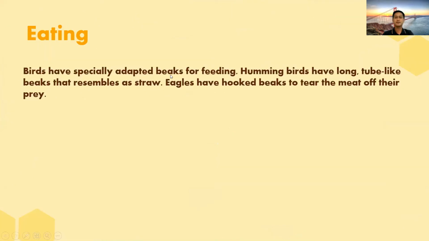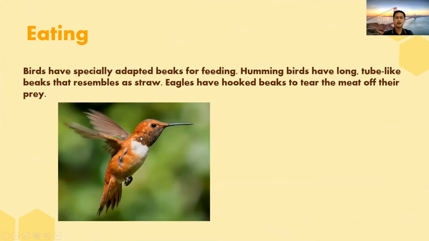Birds have specially adapted beaks for feeding. Hummingbirds have long tube-like beaks that resemble a straw. Eagles have hooked beaks to tear the meat of their prey. So here is a hummingbird. If you see its beak, this part is the beak. So it's like a straw. It's a tube-like beak that looks like a straw.